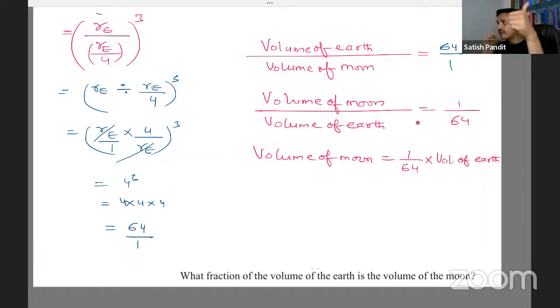Yes or no, everyone? You have written one conclusion. You know how to write it. Okay. Volume of moon is 1 by 64th fraction of volume of earth. Yes or no? Understood, everyone? Yes. Okay. Next, let's do another question.